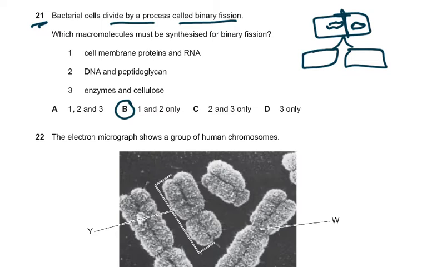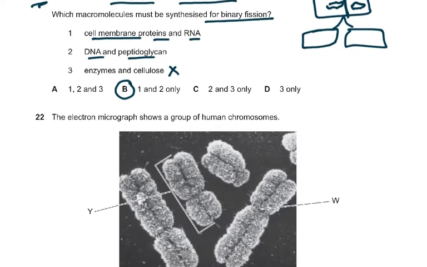Which macromolecules must be synthesized for binary fission? Naturally, we need the cell membrane, proteins, and the RNA, and we need the DNA and peptidoglycan. But why do we not need cellulose? Because cellulose is not in the cell wall. We have peptidoglycan. A bacterial cell does not have cellulose in it. So that's why this one, 3, is wrong. So the answer was 1 and 2 only.